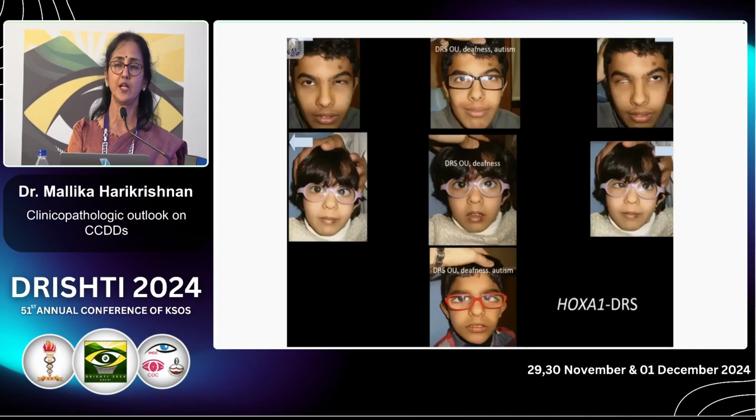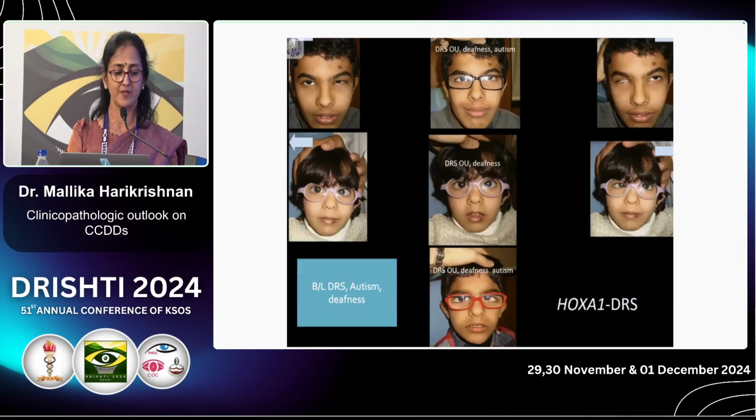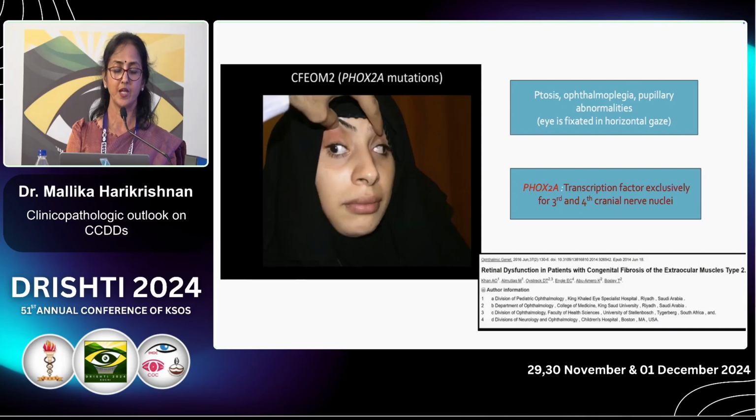Suppose you see a family with DRS where there is bilateral DRS, autism, and deafness. You can think of HOXA1 mutation. This lady has ptosis, ophthalmoplegia, and pupillary abnormalities. Her eye is fixed in horizontal gaze. This is PHOX2A mutation. This is a transcription factor exclusively for the third and fourth cranial nerve nuclei. And this is the only CCDD where you can get retinal dysfunction as well.